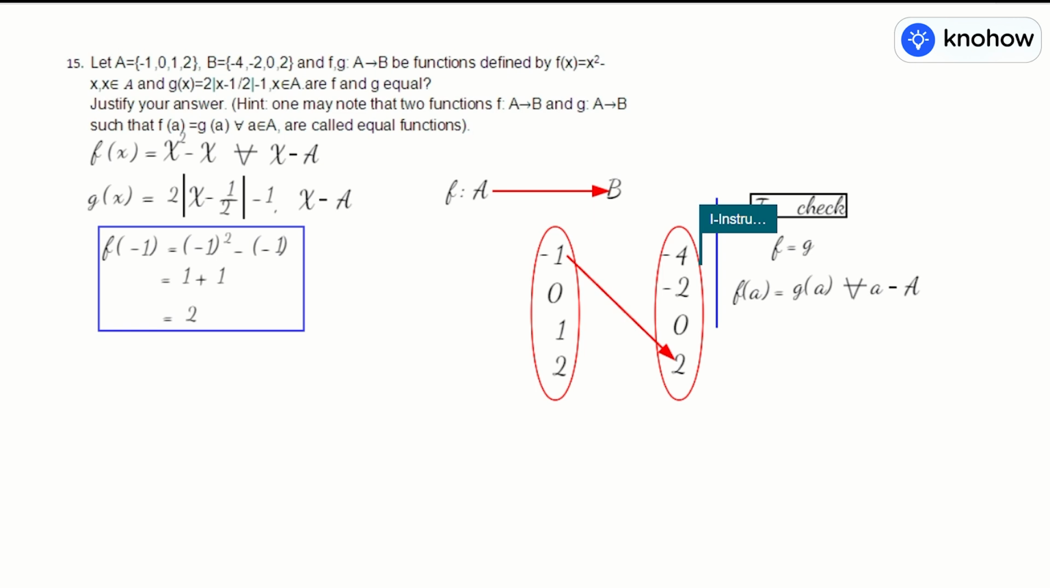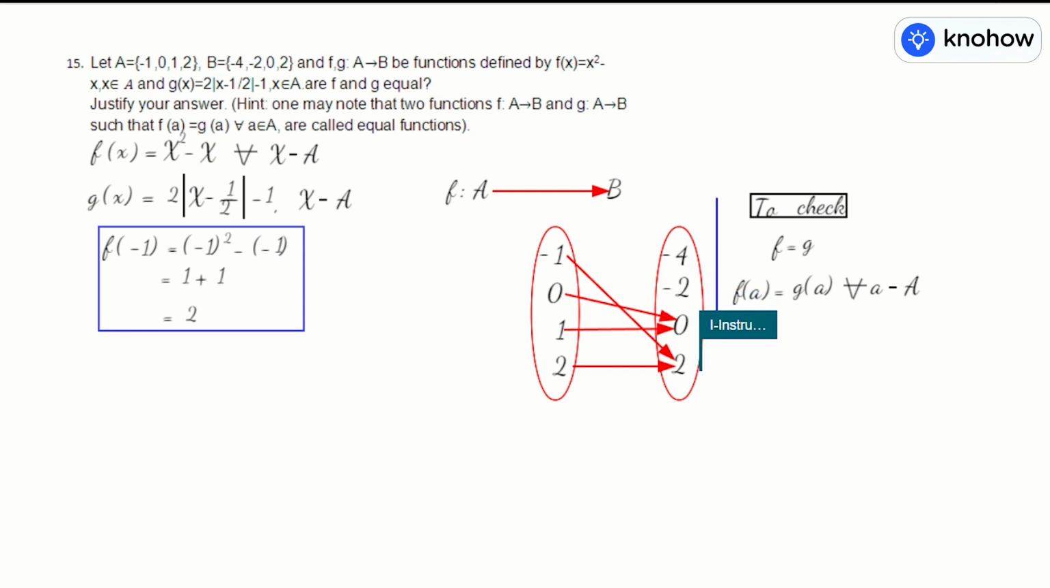And then 0. 0 squared is 0, minus 0. So 0 corresponds to 0. And then 1. 1 squared is 1, minus 1 is 0. 1 also corresponds to 0. Then what about 2? 2 squared is 4, minus 2. 2 corresponds to 2. So this is the association.